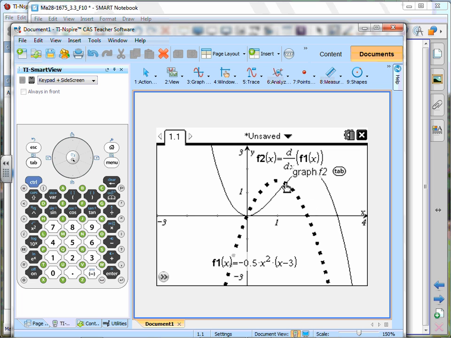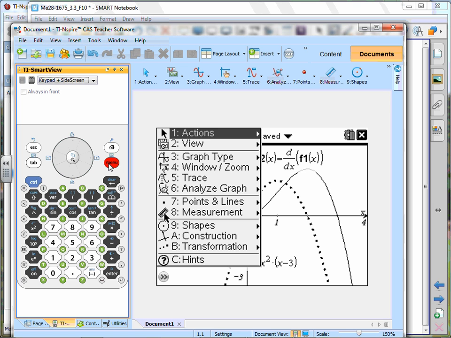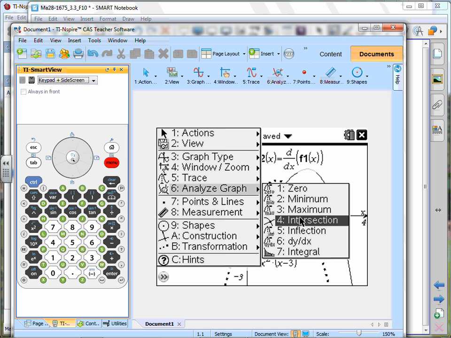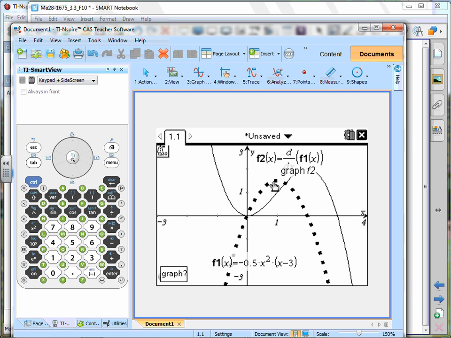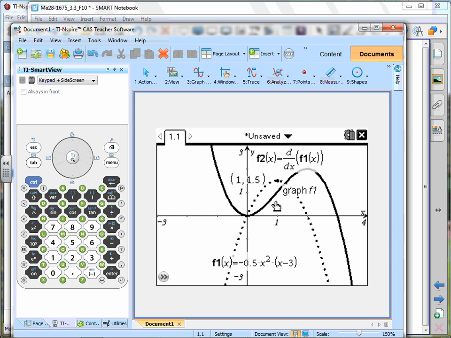Now, what happens? The inflection point should be right there at 1. Let's see if that's actually true. I'm going to go over here to menu. I'm going to analyze. I'm going to get a maximum of this curve, and right there it is, right where I thought it was, which would correspond to an inflection point right down here. Okay? Be aware that those are some fun ones, but they're also ones that I can test you on whether or not you truly understand.